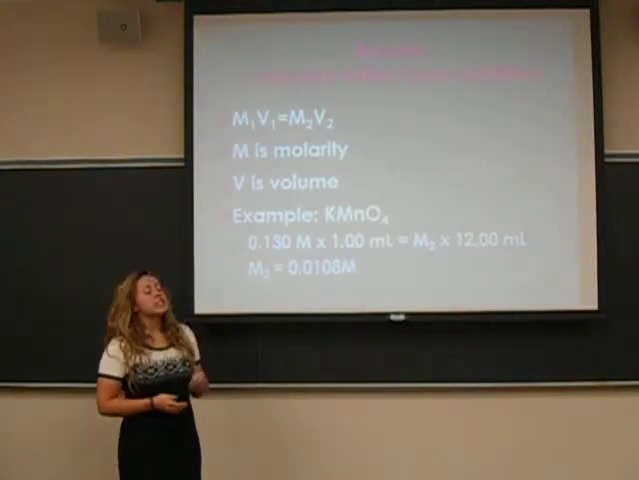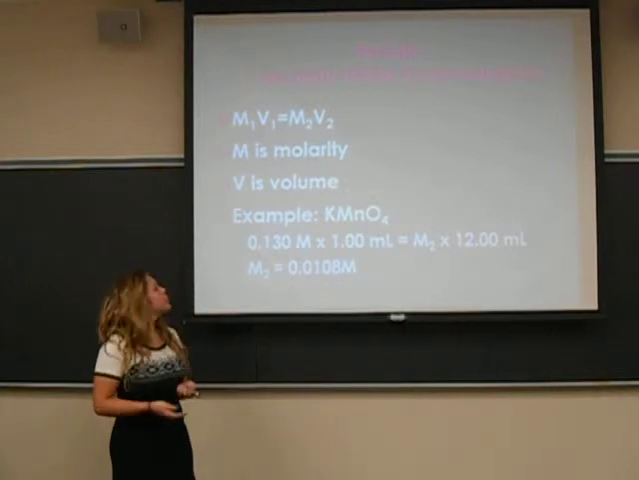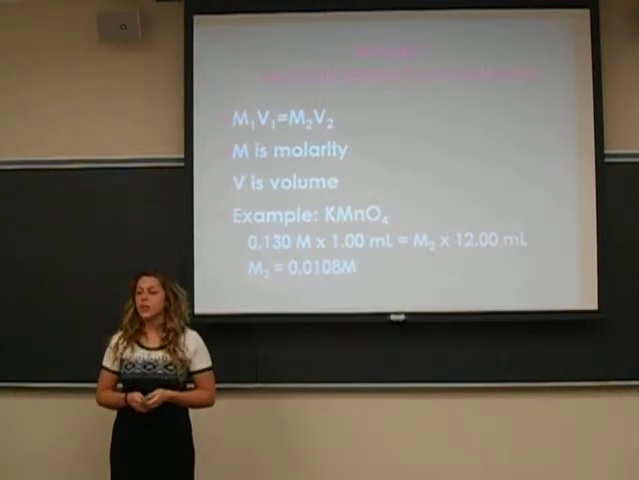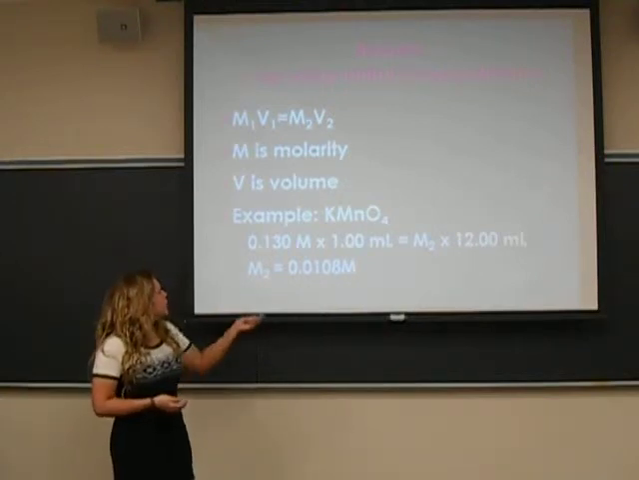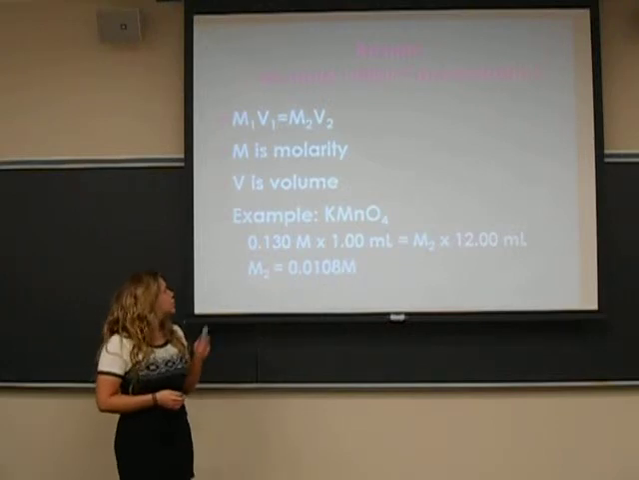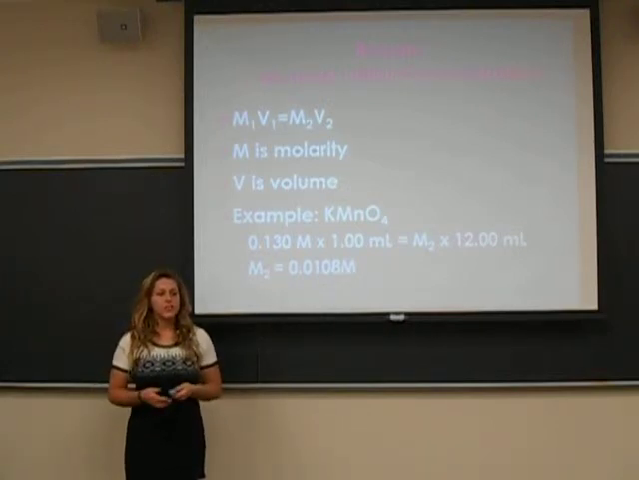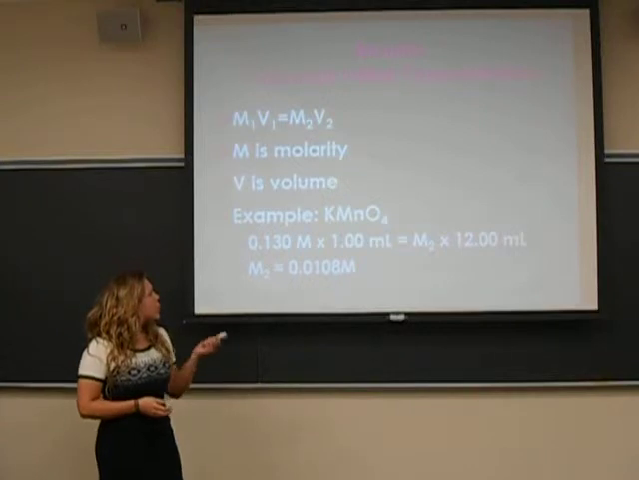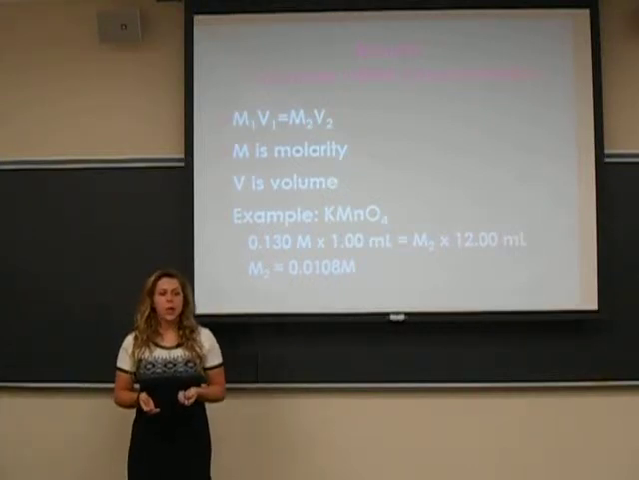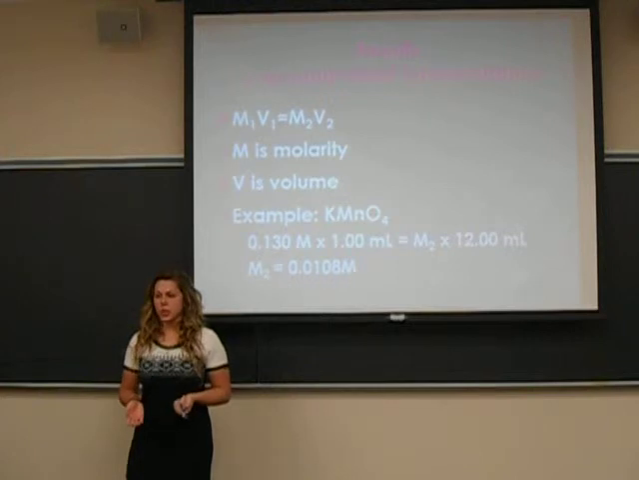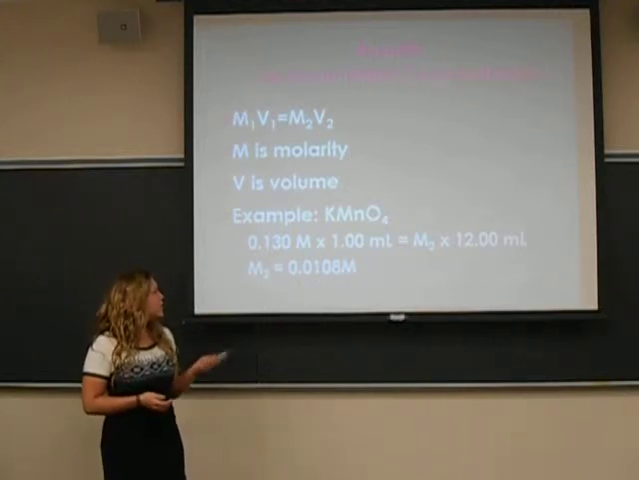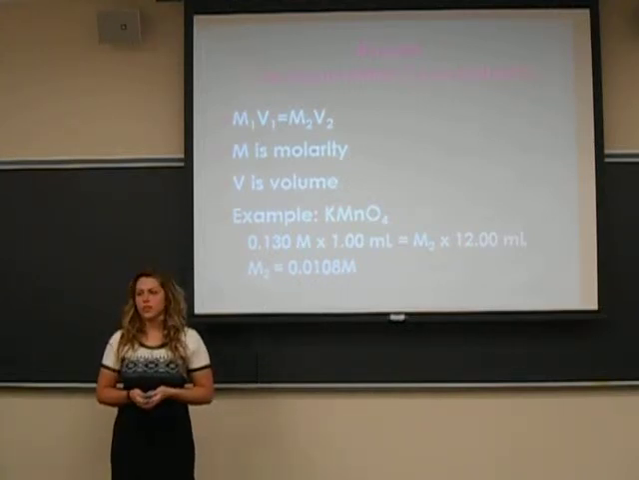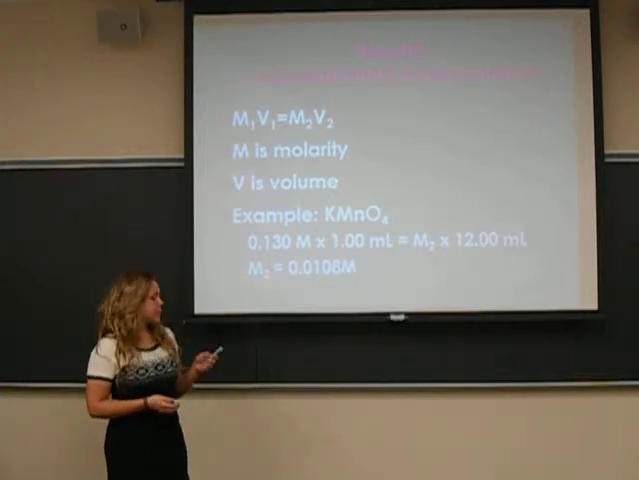Next we needed to find the initial concentration. The first step was to use the formula M1V1 equals M2V2, where M is the molarity and V is the volume. Plugging that in, you can see an example for permanganate here, where we used 0.130 molarity, which was the given concentration. We multiply that by the 1.00 milliliters from experiment 1, set that equal to M2, which is what we're solving for, and multiply that by the overall total volume in the solution, which was 12 milliliters. And we find that to be 0.0108 molarity for permanganate.